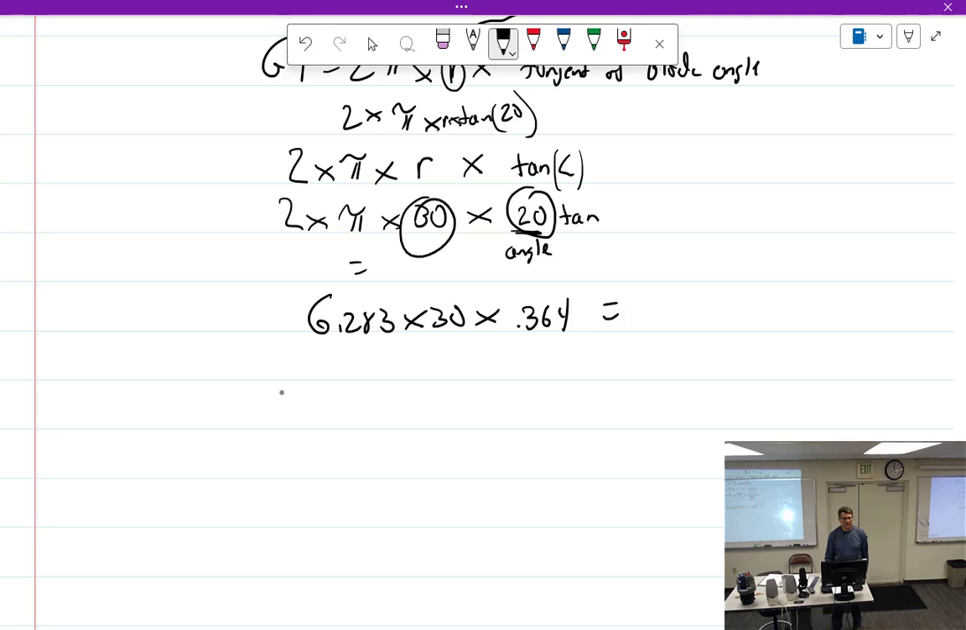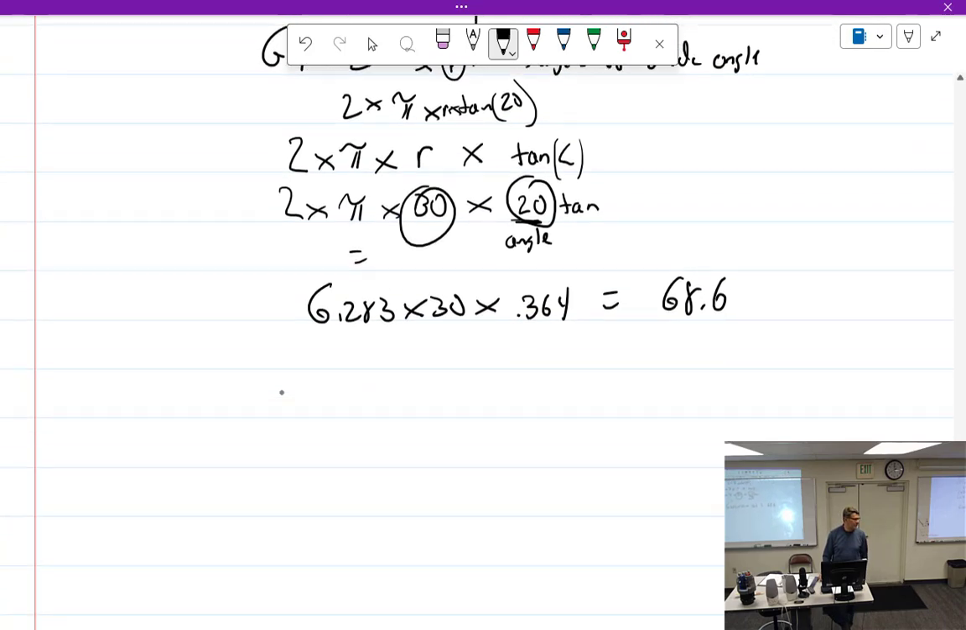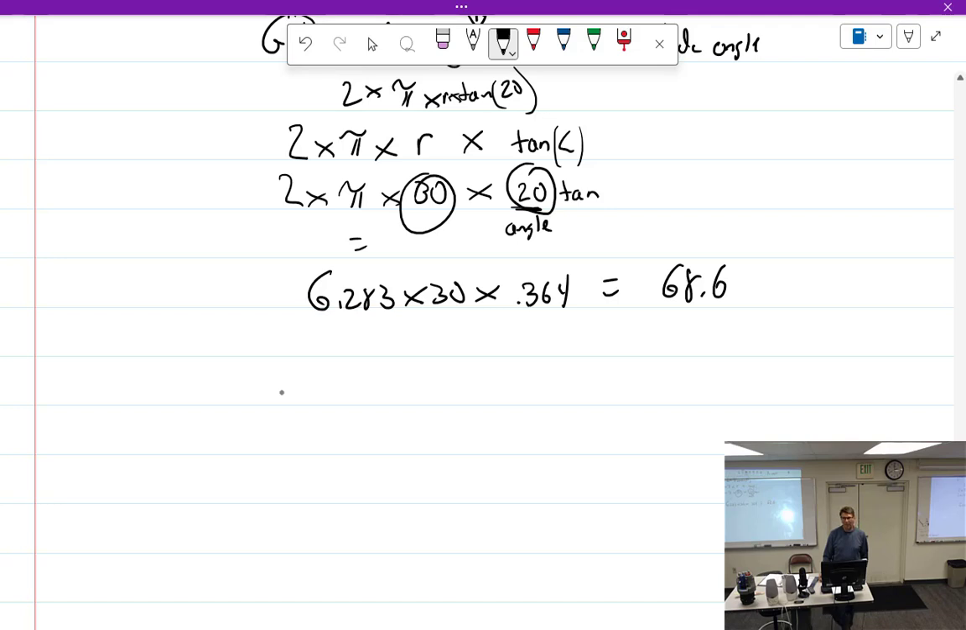Can you scroll up to where you got 20 again? It's the angle. It's the blade angle. I didn't bring my calculator in. 68.6 is the correct answer. Everybody get 68.6? You're like, no, I'm not even trying because it's not that important.